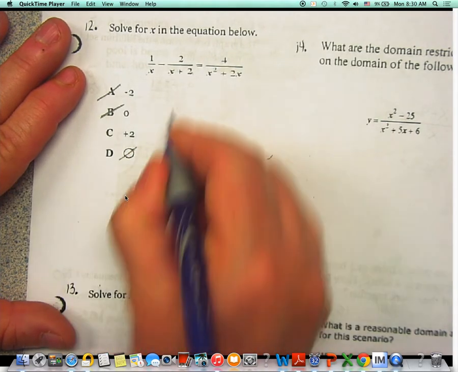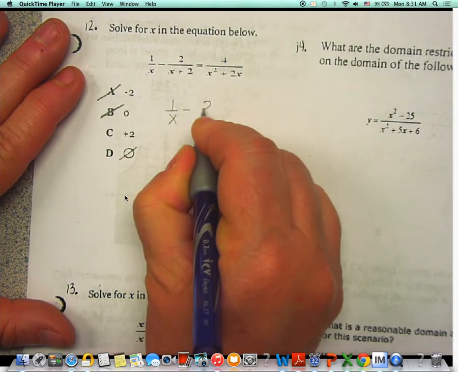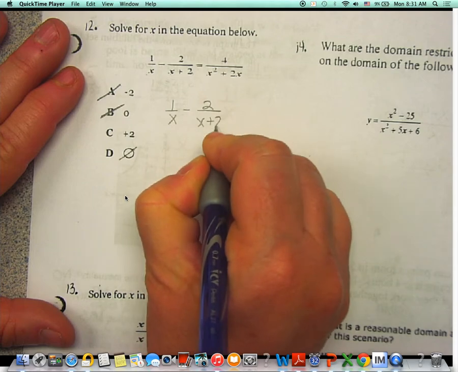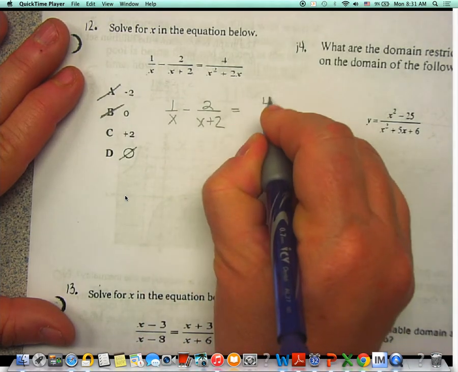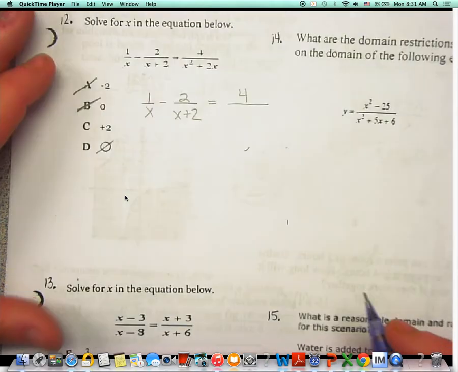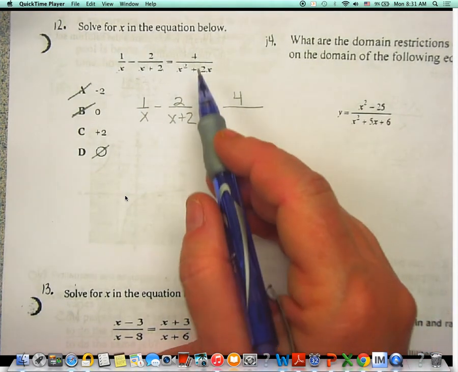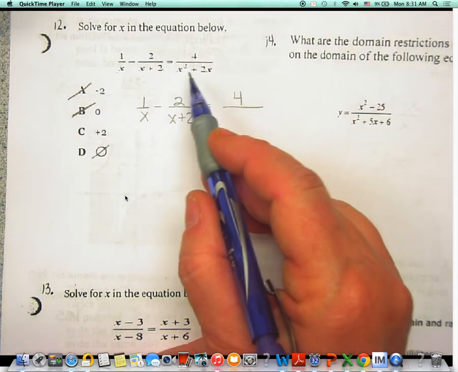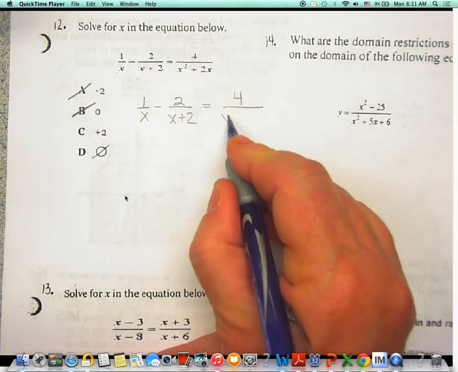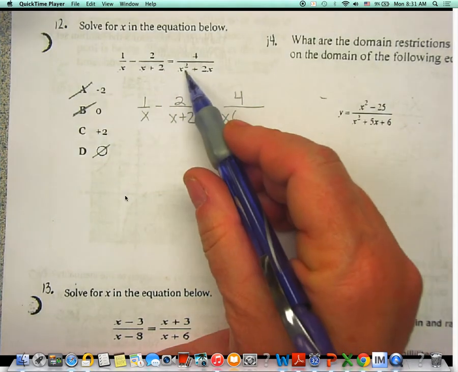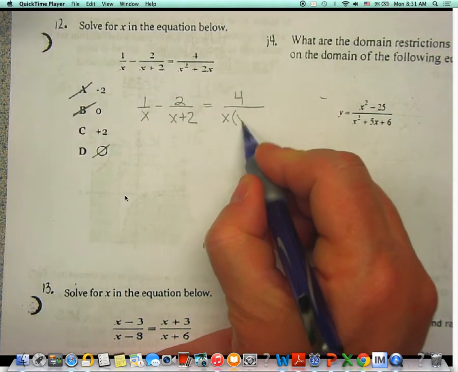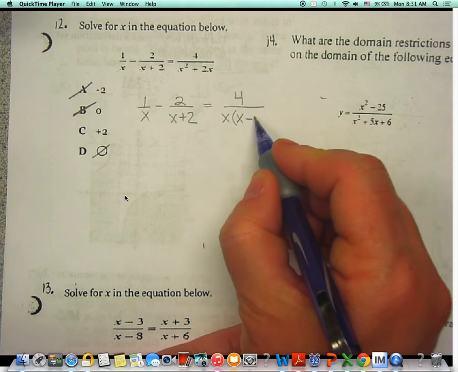We're going to do 1 over x minus 2 over x plus 2. Write that part down. Equals 4 over, and we're going to factor an x out of here at the bottom. So we're going to have x parentheses. X times what would give you x squared? X minus x times what would give you 2x? 2.